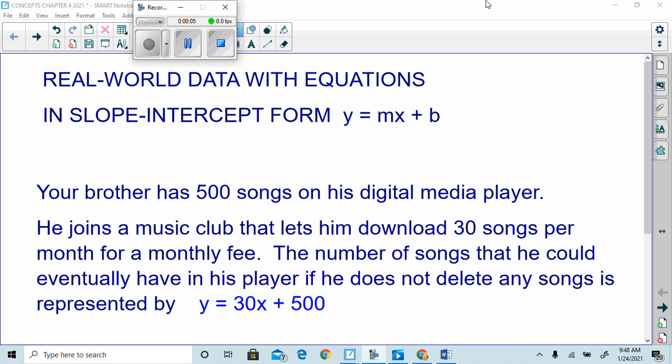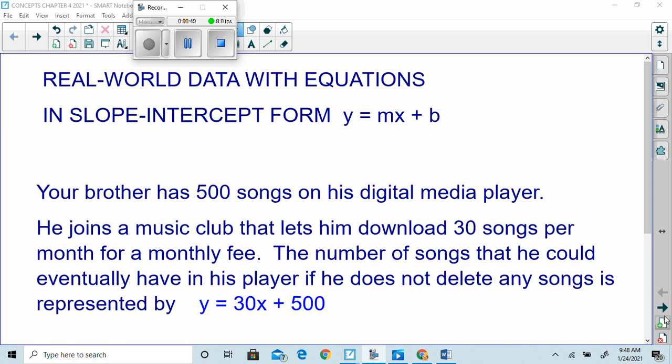To start today's lesson, let's take a look at real-world data and how it relates to equations, in particular in slope-intercept form. Here's a situation. Your brother has 500 songs on his digital media player. He joins a music club that lets him download 30 songs per month for a monthly fee. The number of songs that he could eventually have in his player, if he does not delete any songs, is represented by y = 30x + 500. So we see that we can calculate the number of songs based on this information.